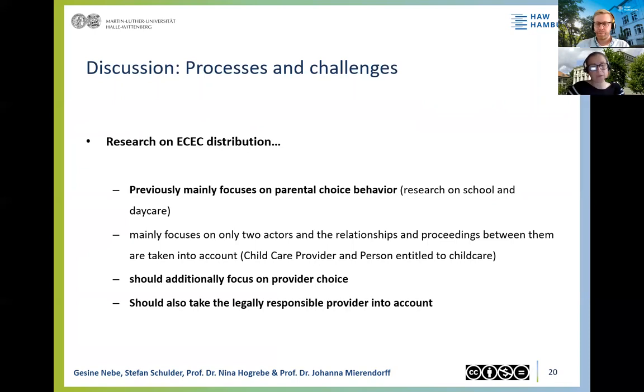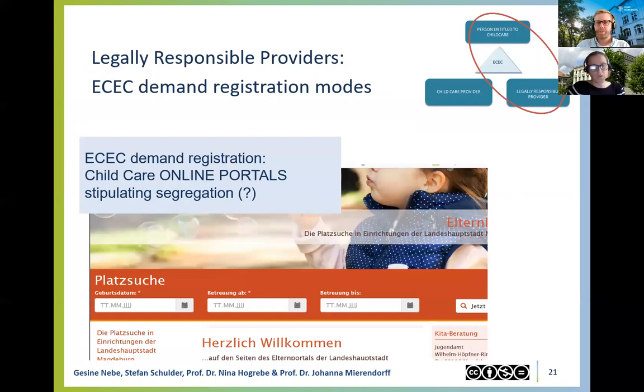To support this and to end our short presentation, I will finally shed light on two out of many more interesting findings. Firstly, regarding the relation between the legally responsible provider and parents, I would like to highlight and problematize one facet regarding demand registration modes that are in place.